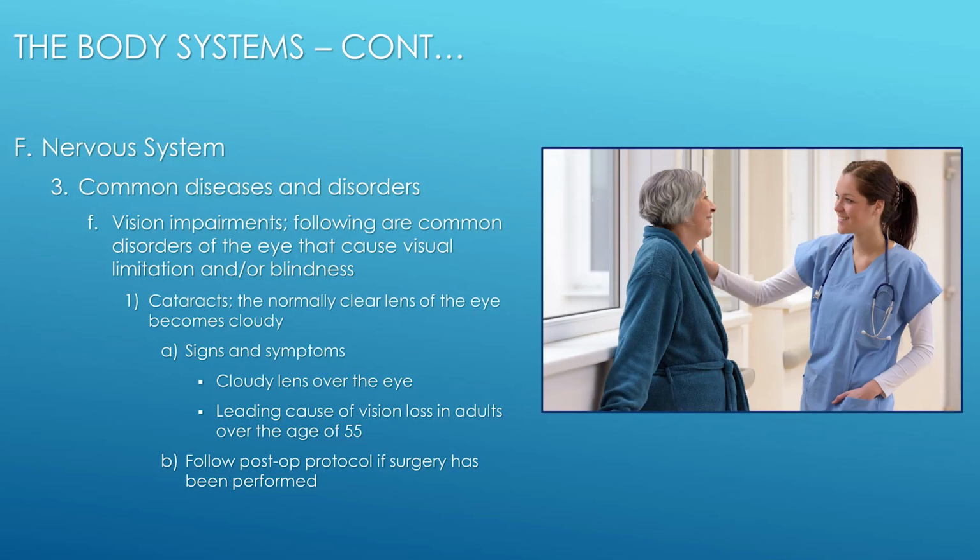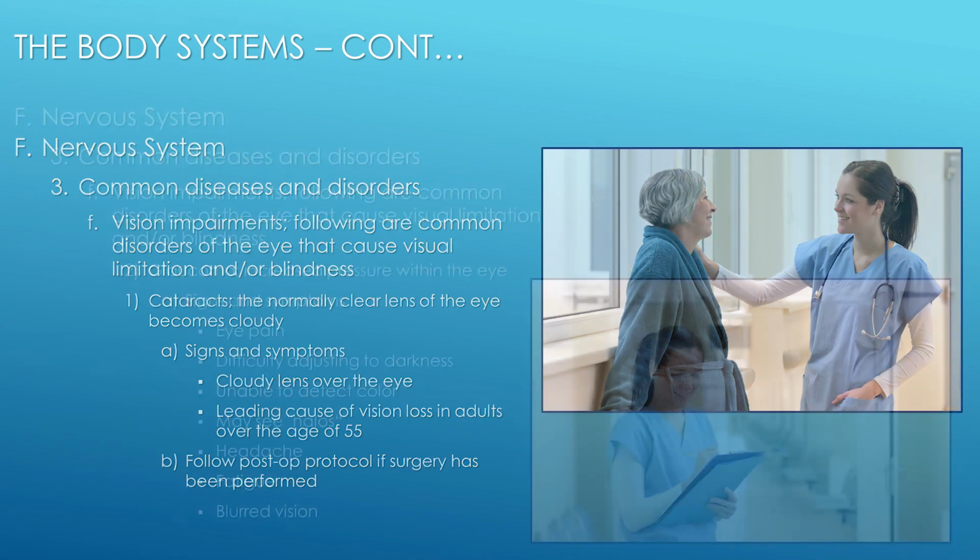Vision impairments. Following are common disorders of the eye that cause visual limitation and/or blindness. Cataracts: the normally clear lens of the eye becomes cloudy. Signs and symptoms: cloudy lens over the eye. Leading cause of vision loss in adults over the age of 55. Follow post-op protocol if surgery has been performed.